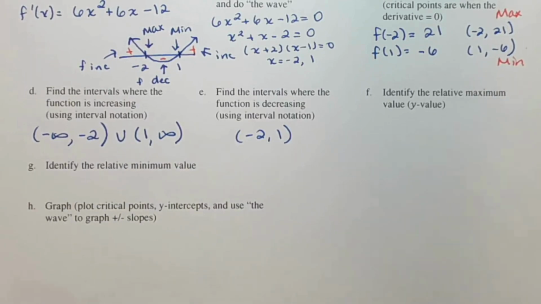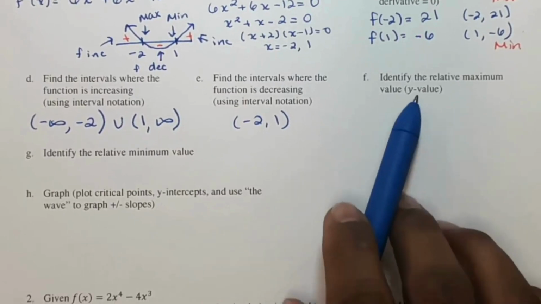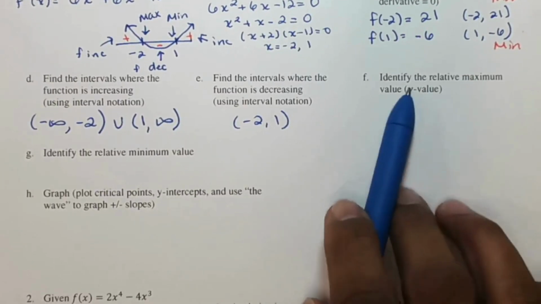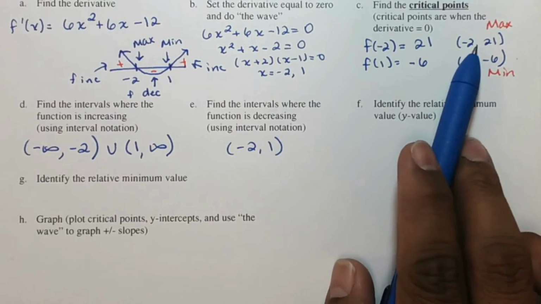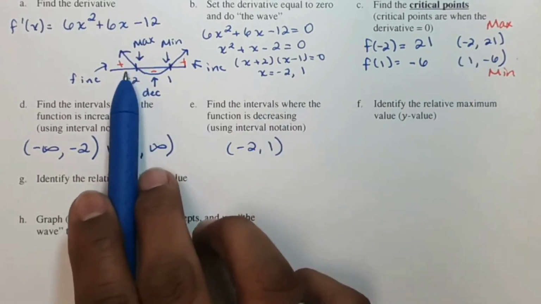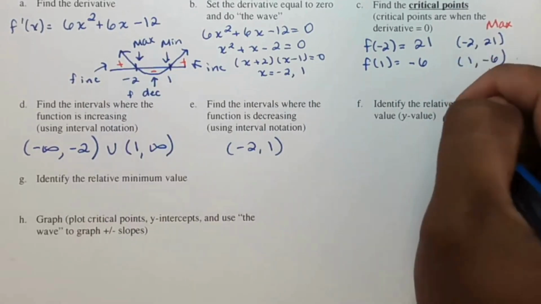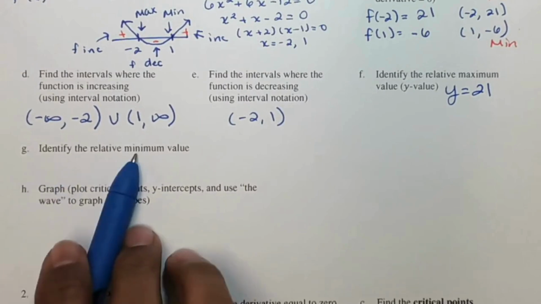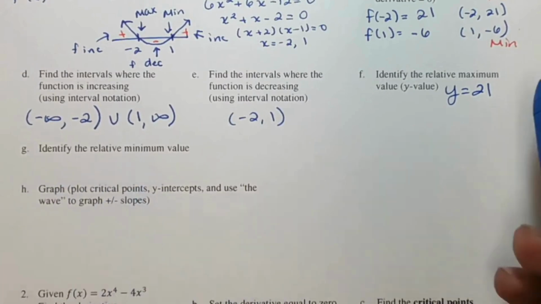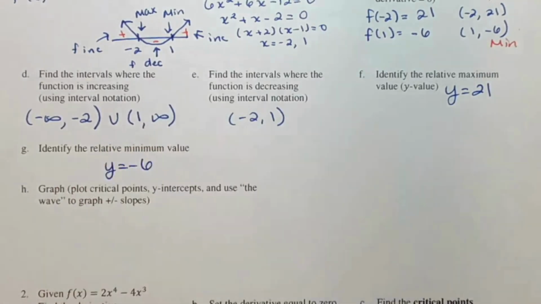So what I want to do here is identify the relative maximum value, which is telling us what the y value is at that maximum. Well, we figured that out here. Dealing with our wave, we found out that at -2 we have a max. So our y value at that maximum point is 21. Identify the relative minimum value. Again, it's asking for the y value of our minimum. In that case, it's going to be -6.